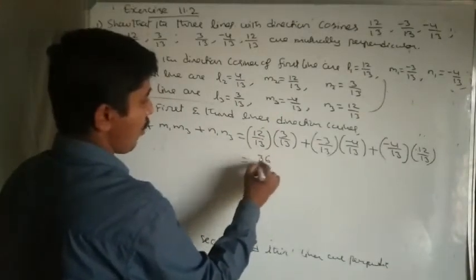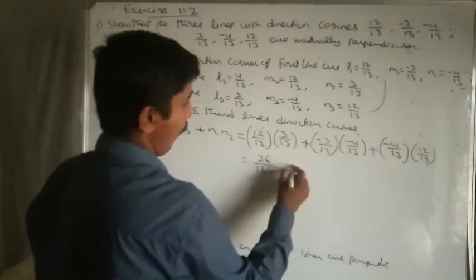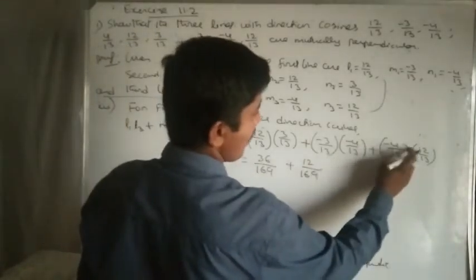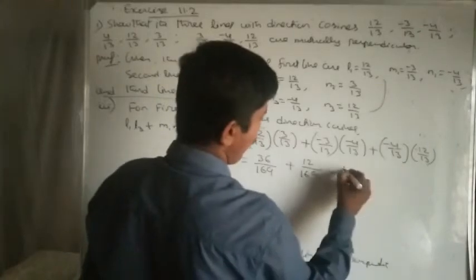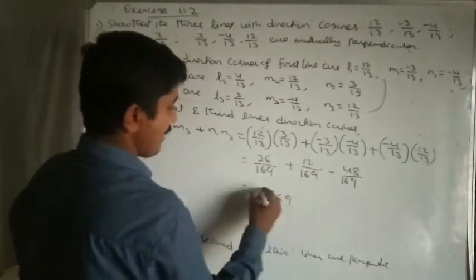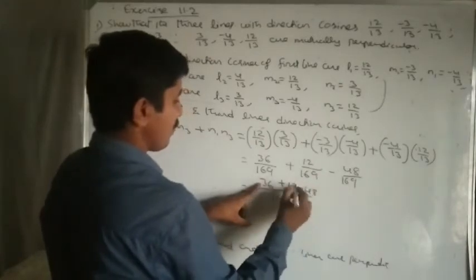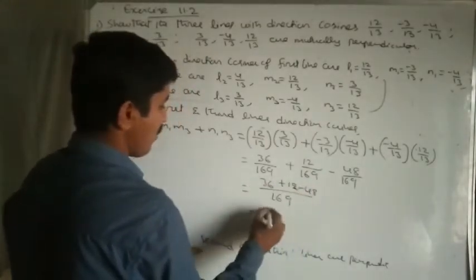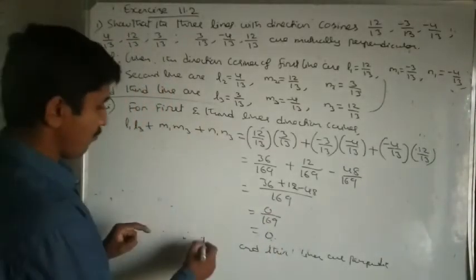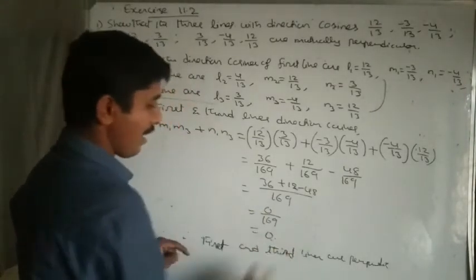12 into 3, 36 divided by 13 into 13, 169. Here plus, here minus into minus plus here. 3 into 4, 12 divided by 13 into 13, 169. Plus into minus into plus minus. 4 into 12, 48 divided by 13 into 13, 169. 169 is the LCM. 36 plus 12 minus 48. 36 plus 12, 48 minus 48, 0 by 169. Therefore, here the first and third lines are perpendicular.